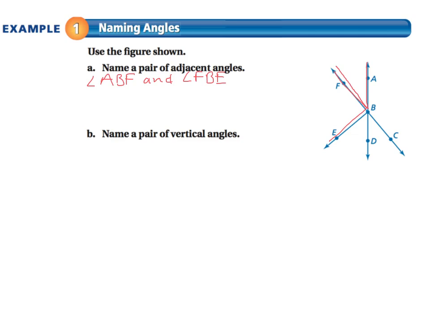Next, I could say another one. I'm going to use green. I could say this angle here and this angle here. Notice they share the same side and vertex. So I could say angle ABE and angle EBD.